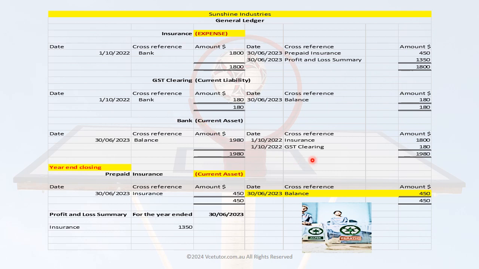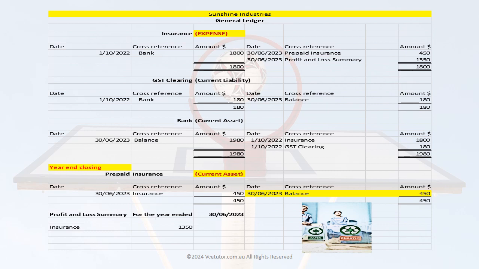GST clearing is a current liability, can have a balance on that date. So we have got a balance of 180 here on the debit. That will be closed by transferring that as a balance in current liability on 30th June 2023, 180 is a debit balance because the entry is only on the debit.